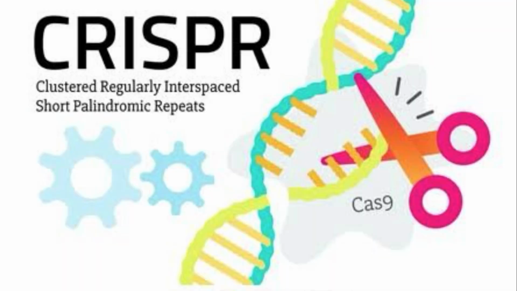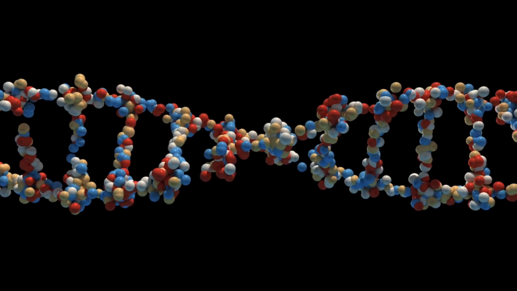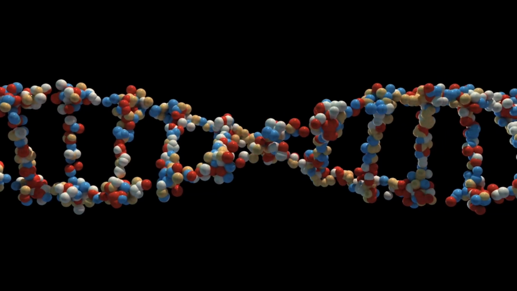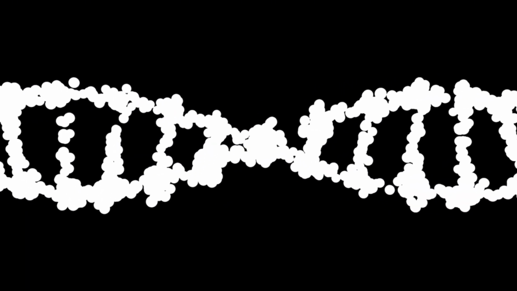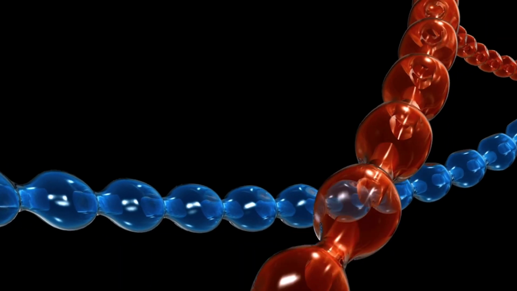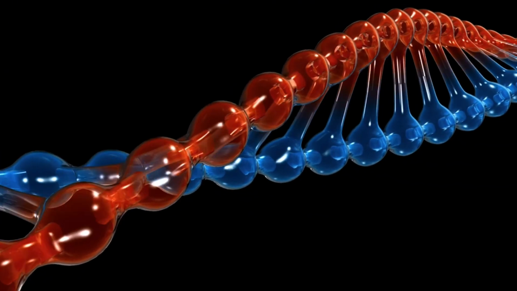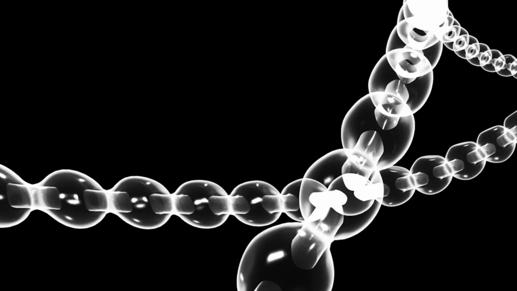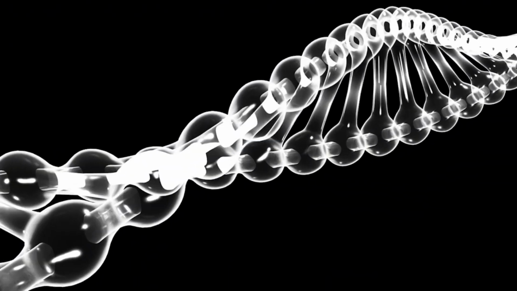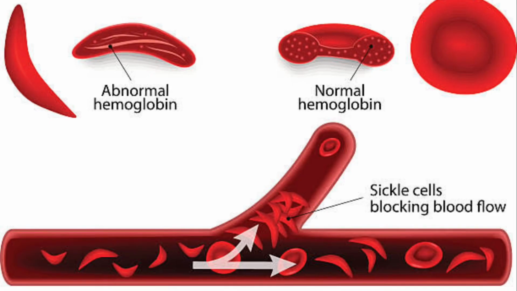CRISPR-Cas9's unique advantages, sensitivity, ease of use and affordability have placed it at the forefront of gene editing technologies. Its potential applications cover a variety of fields with a lot of possibilities. Now let's move on to the areas where CRISPR-Cas9 can be used. Let's start with gene therapy, which can correct genetic mutations responsible for diseases such as cystic fibrosis, sickle cell anemia, and muscular dystrophy, offering hope where there was once only despair.